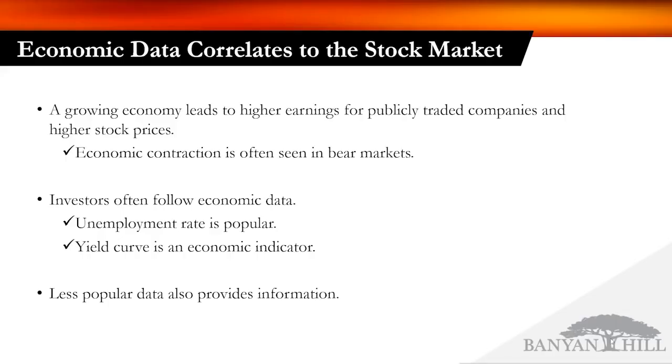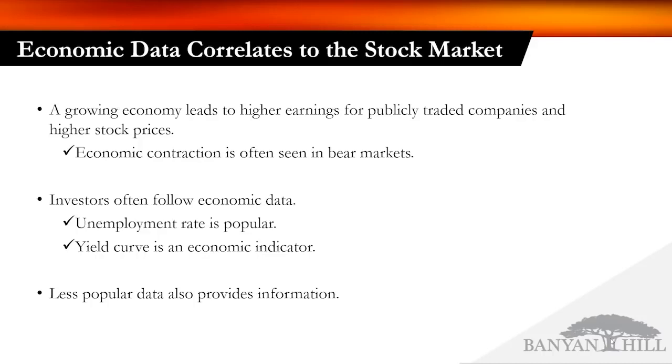Now, economic data has a high degree of correlation to the stock market at times. In the longer run, a growing economy leads to higher earnings for the companies that are publicly traded. Those higher earnings translate generally into higher stock prices. An economic contraction is often associated with bear markets. That's when we see the economy stop growing and earnings tend to fall during periods such as this.